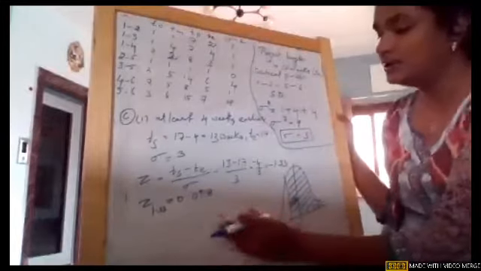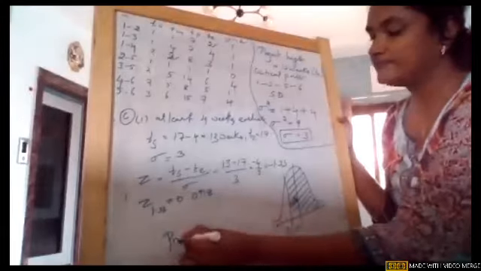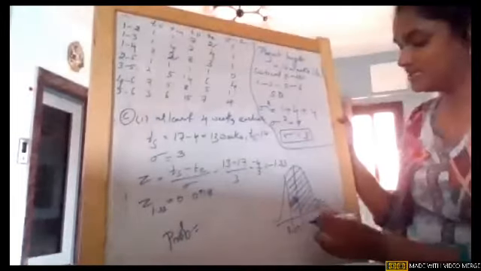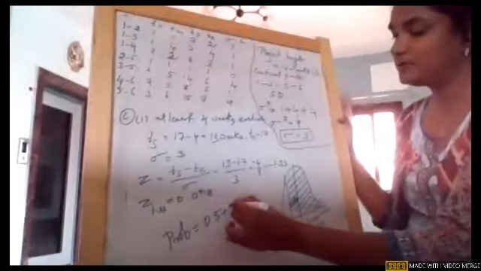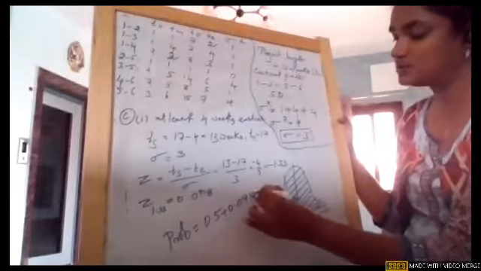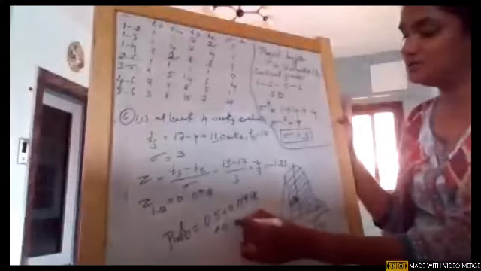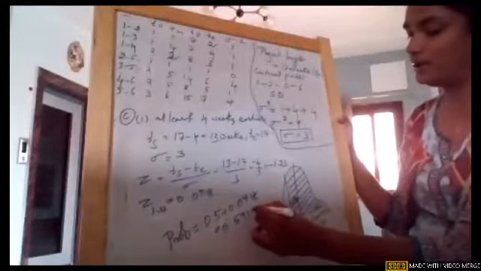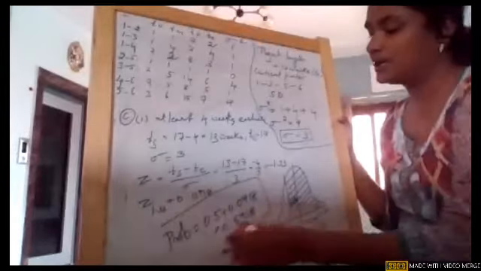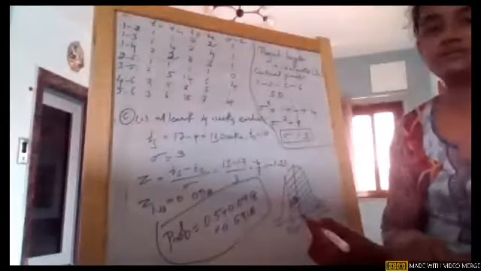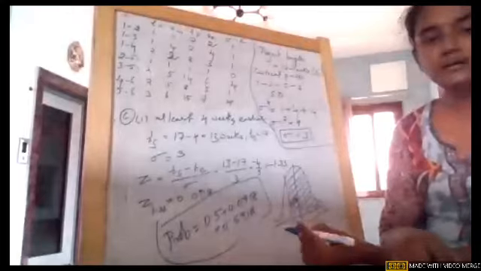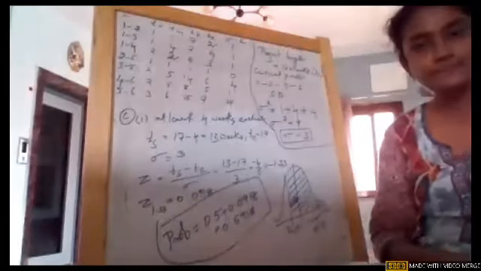So it is simple. Obviously this area is 0.5, right? So 0.5 plus 0.0918. So the probability is 0.5918. So this is for one particular question. This is what they're asking under the first question. Am I clear? Any doubt in this?